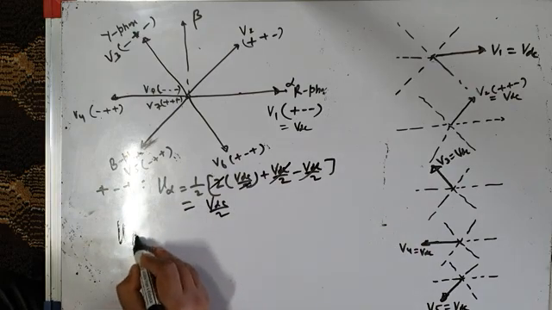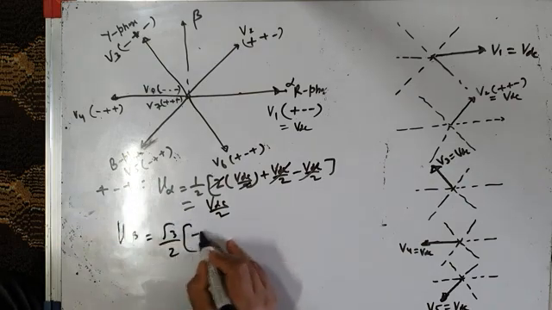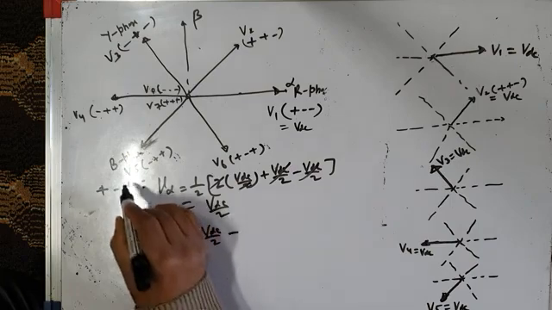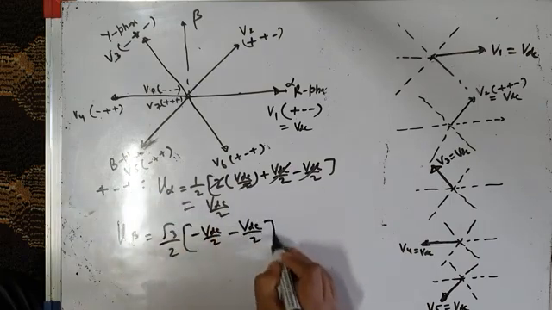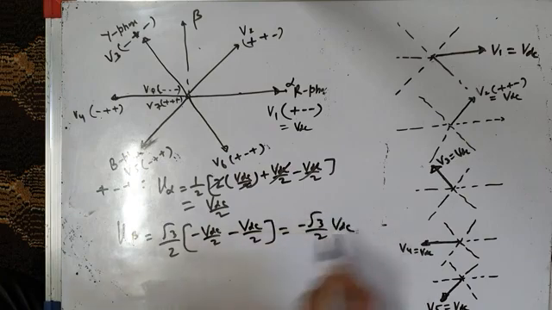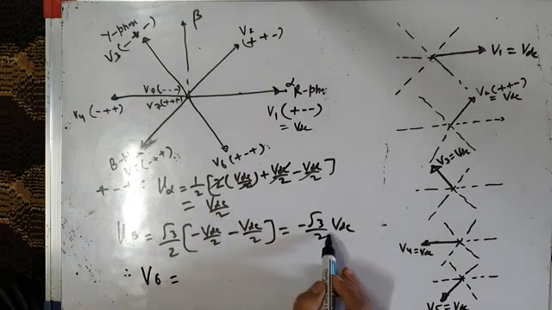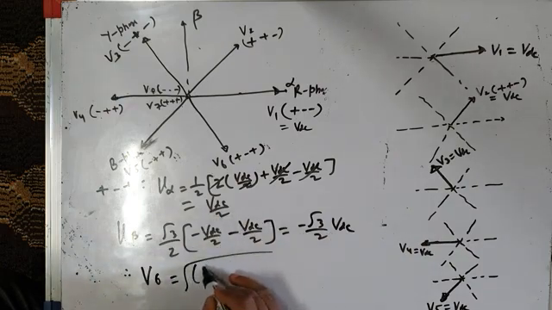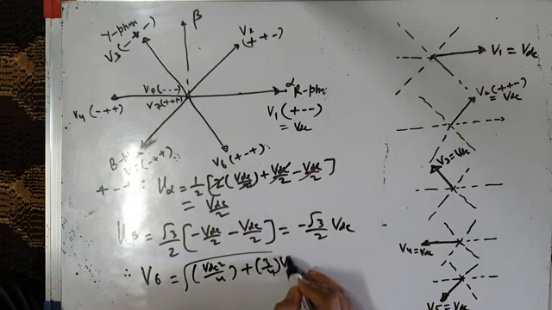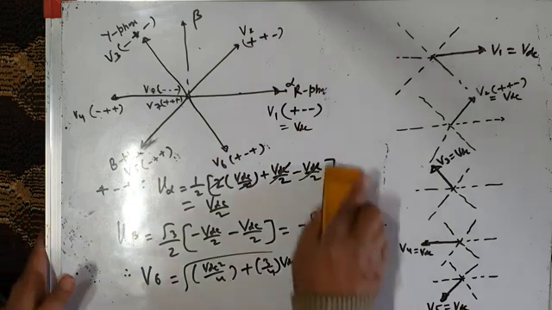And what about V beta? V beta is root 3 by 2, V by O minus VBO. V by O is minus VDC by 2, and minus VBO is minus VDC by 2. That is minus VDC, that is minus root 3 by 2 VDC. So therefore V6 will be equal to under root of V alpha square plus V beta square. That's under root of VDC square by 4 plus 3 by 4 VDC square. So 3 by 4 plus 1 by 4 is 4, 4 by 4 VDC square, that is again VDC. So V6 is also equal to VDC.